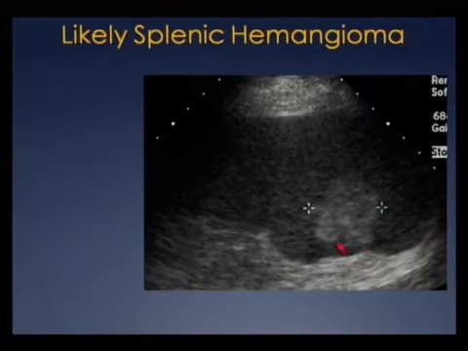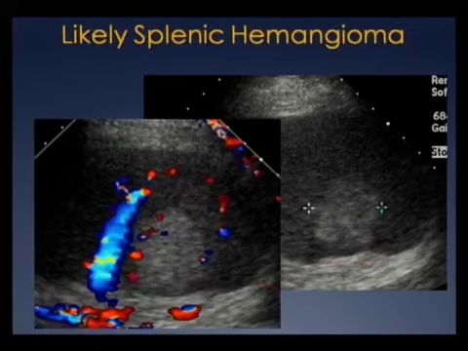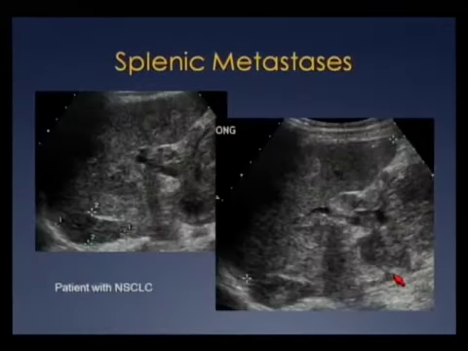So this is a patient who has a uniformly hyperechoic lesion within the spleen. We call this likely splenic hemangioma. We put color on it and there's really not much increased flow. So, a patient with no risk factors, no history of malignancy, likely hemangioma, and that's okay.